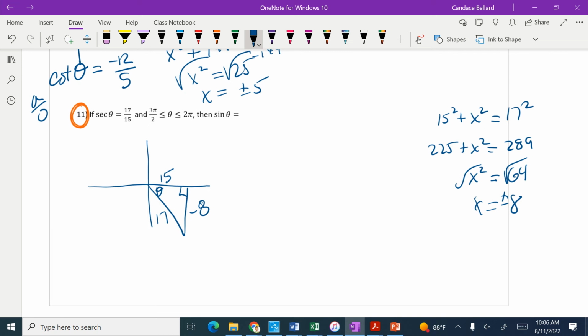All right. I got secant because it was what? Hypotenuse over adjacent. So I put the 17 on my hypotenuse, and the adjacent on my adjacent leg. All right. So to get sine, what is the sine of this triangle? The opposite over the hypotenuse, negative 8 over 17. Good job.